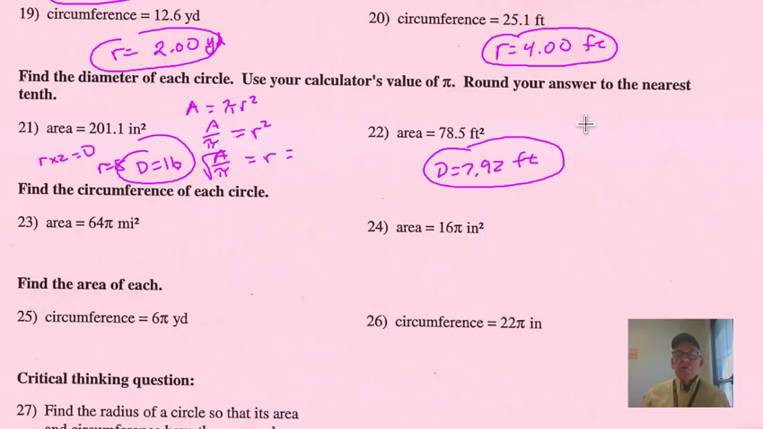Okay, so again for this one we did area divided by pi, 78.5 divided by 3.14. Then we take the square root of that, and that was our radius. And then 2 times the radius gave us the diameter. So those are the steps.